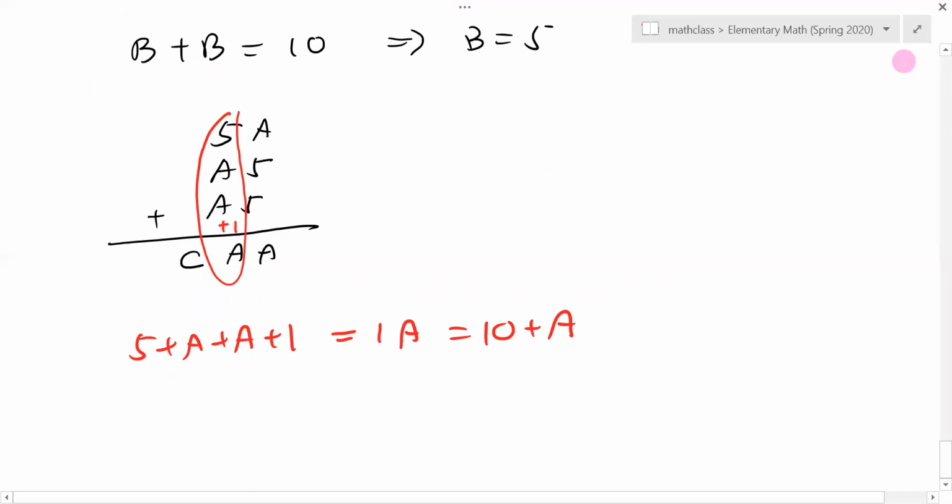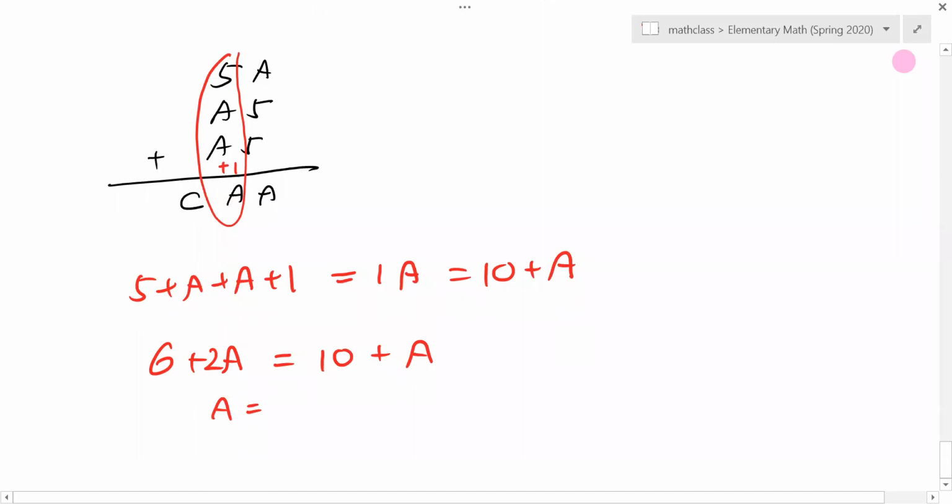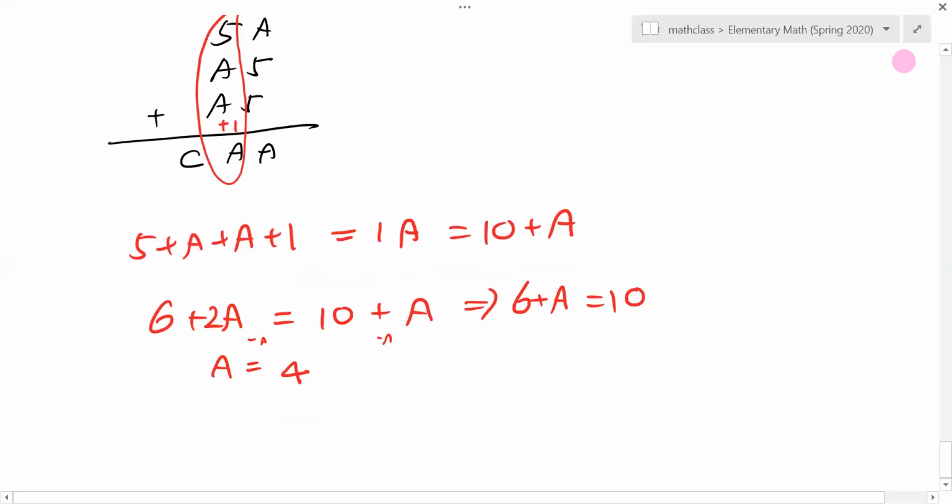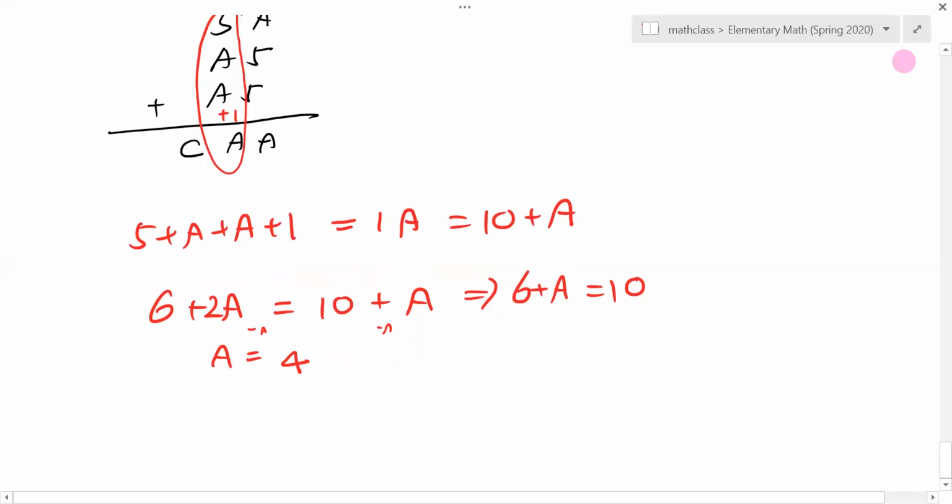So now you solve the problem, right? You have 6 plus 2A equals 10 plus 8. So A must be equal to 4, right? A must be equal to 4 because after you simplify the equation, it'll be 6 plus A equals 10. Then A equals 4, okay? You subtract A from both sides. All right, so you solve the problem. Now A equals 4.